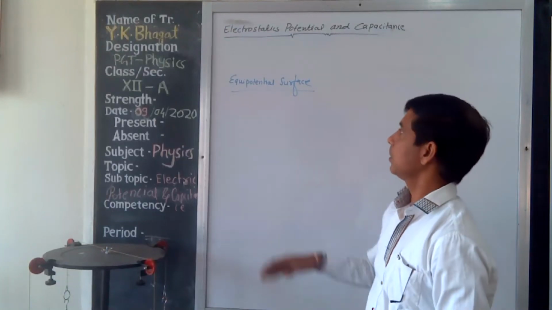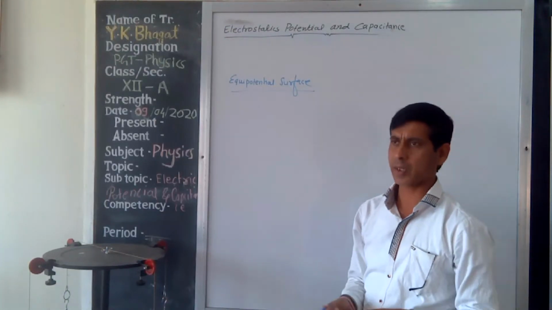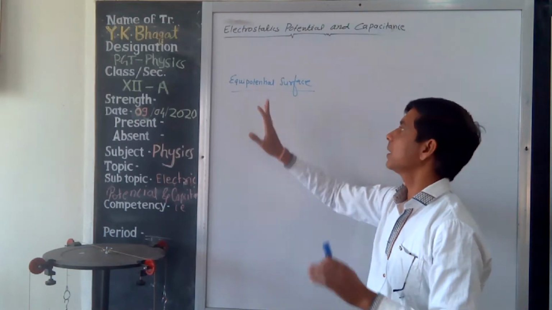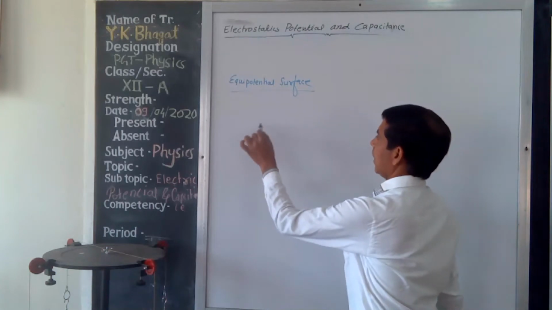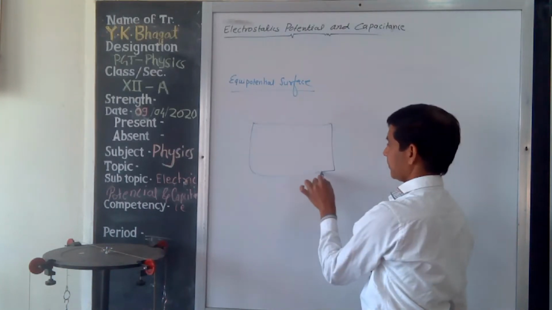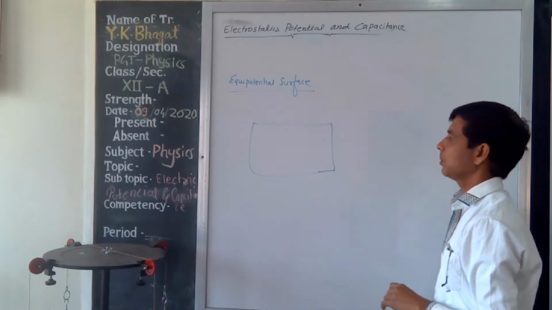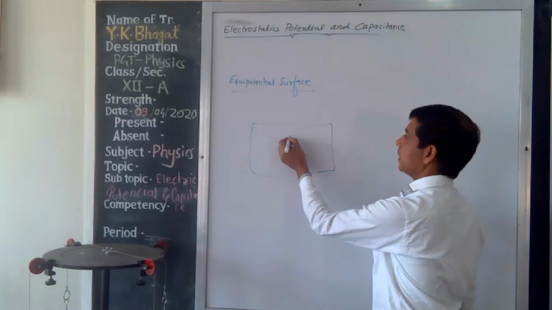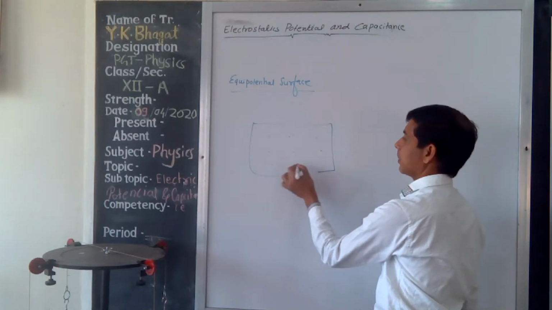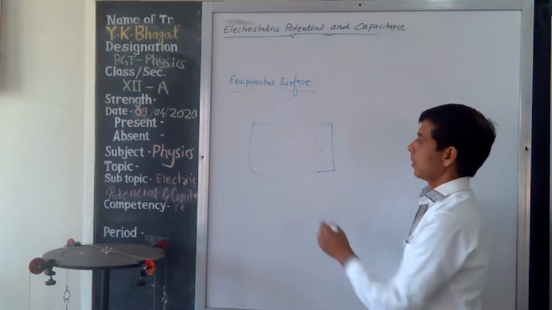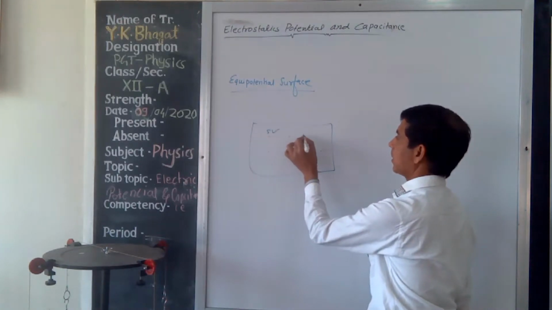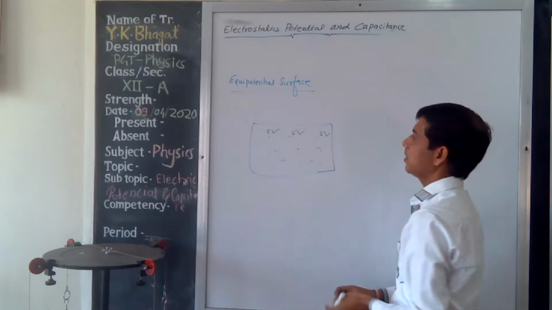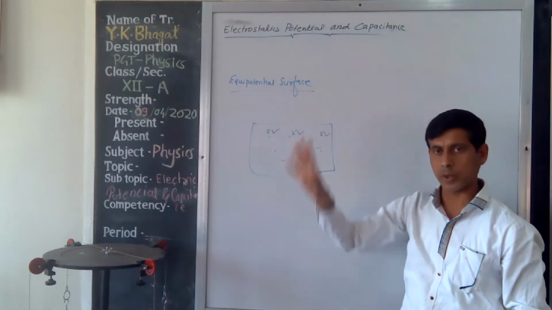Discuss the new topic, equipotential surface. What is an equipotential surface? From the name equipotential, it is clear that suppose we have a surface having uniform charge distribution, then the potential at each and every point on that surface is the same. Suppose here the potential is 5 volt, here 5 volt, each and every point potential is the same, then such a surface is called an equipotential surface.